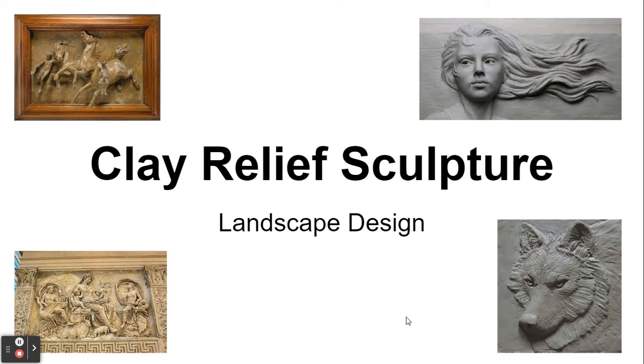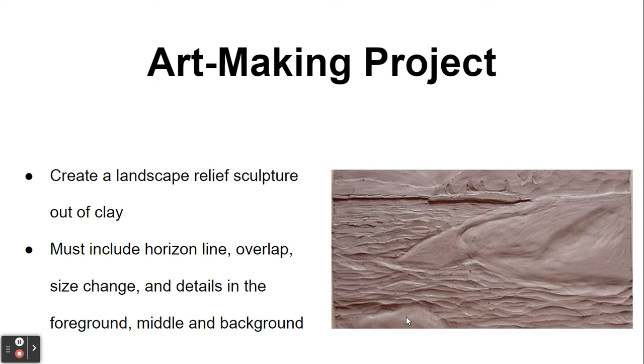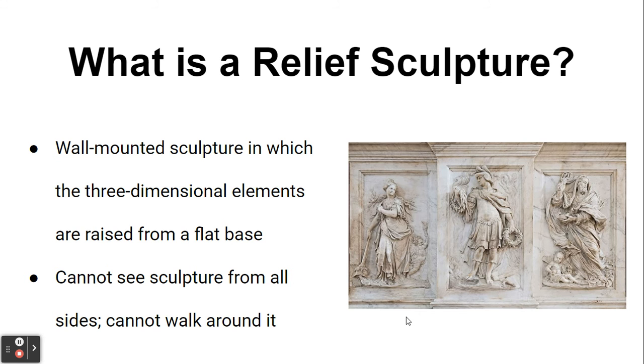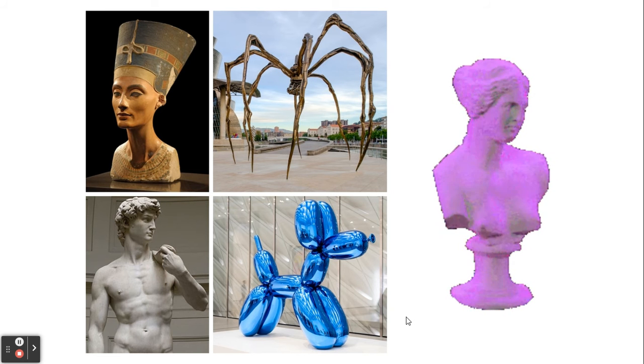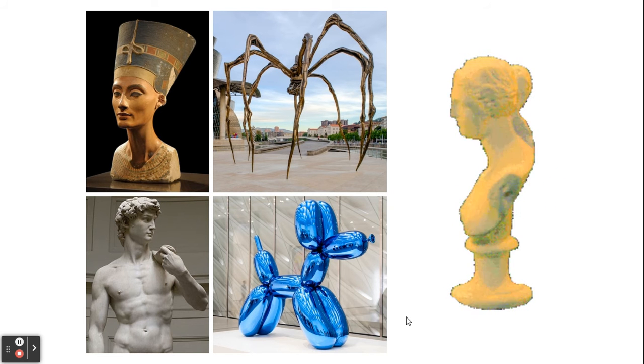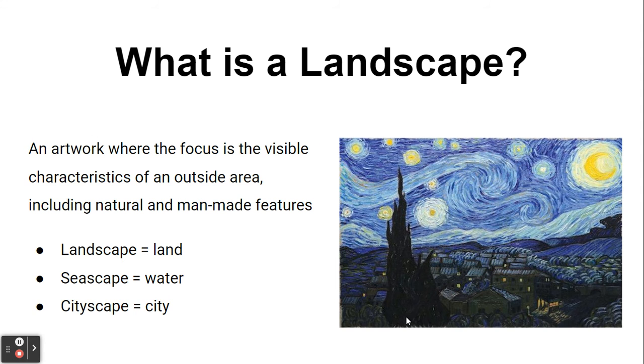So again, our project is a relief sculpture. We talked about the project, which is to create a sculpture that includes a horizon line, overlap, size change, and details in the foreground, middle ground, and background. And we talked about a relief sculpture as a sculpture that you essentially cannot walk all the way around, that emerges from a wall or a flat surface. Here are some different examples of relief sculptures. These are some non-examples of relief sculptures. All these are sculptures in the round or three-dimensional.